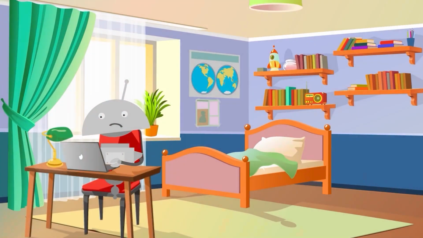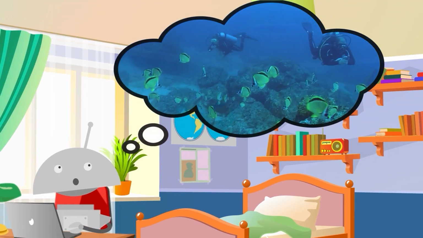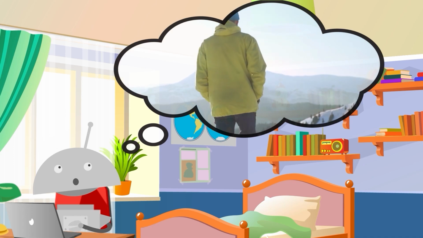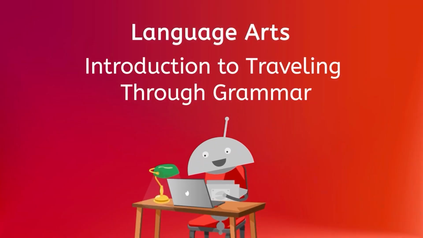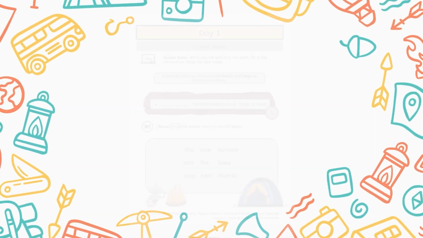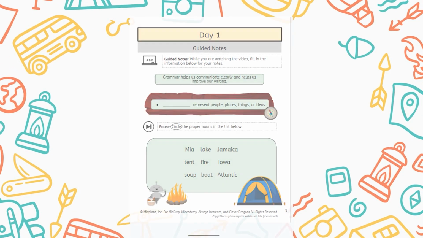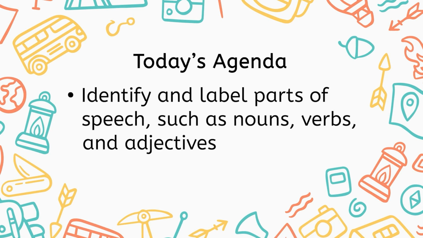As we set up camp tonight, imagine each of these parts of speech as essential tools in our backpack. Let's gather around the campfire to delve into today's lesson and brush up on some grammar essentials. Before we begin, make sure that you have your PDF ready to take some notes. By the end of today's lesson, you'll identify and label parts of speech such as nouns, verbs, and adjectives. And you'll know more about the purpose of this unit.